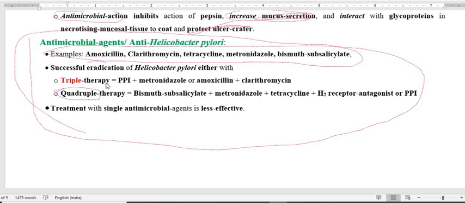In triple therapy, we use a proton pump inhibitor in combination with metronidazole or amoxicillin and clarithromycin. Therefore three drugs are used, so it is called triple therapy. In quadruple therapy, we use four drugs: bismuth subsalicylate in combination with metronidazole as the second, tetracycline as the third, and the last one is either an H2 receptor antagonist or a proton pump inhibitor.